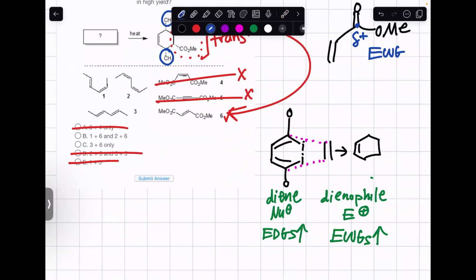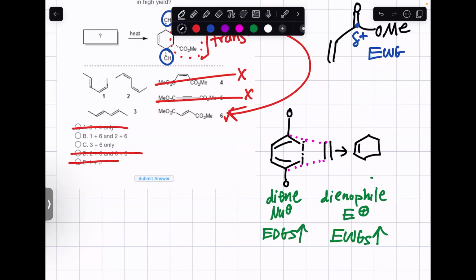If the atom is partially negative, like if it was an oxygen instead, then that would be considered an EDG. If it's an R group, like any hydrocarbon chain, like a methyl group, ethyl group, isopropyl group, then that's also an EDG, but not by resonance, by induction, right?